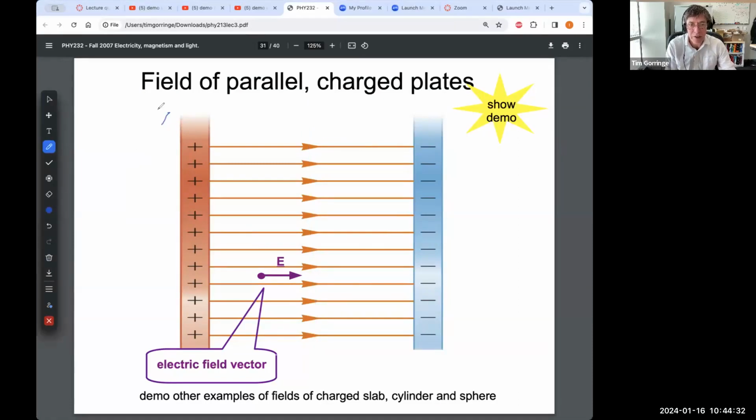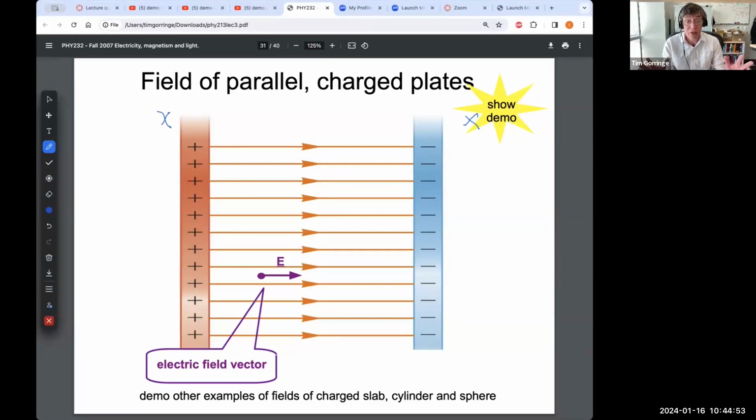So here's a positive plate on the left-hand side. Here's a negative plate on the right-hand side. The positive plate is a source of field lines. The negative plate is a kind of what we would call a sink of field lines. This is where the field lines end. So they end on the negative charge. They begin on the positive charge.